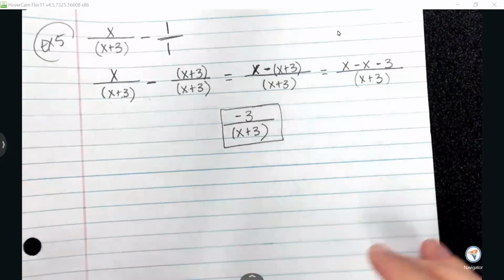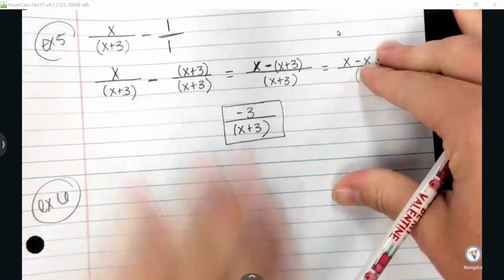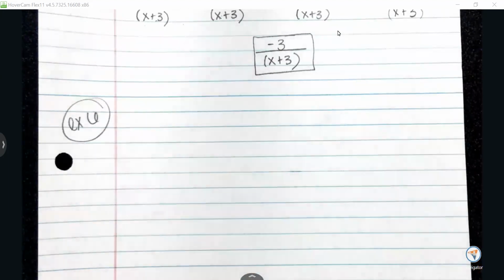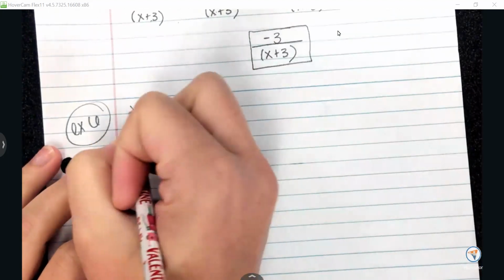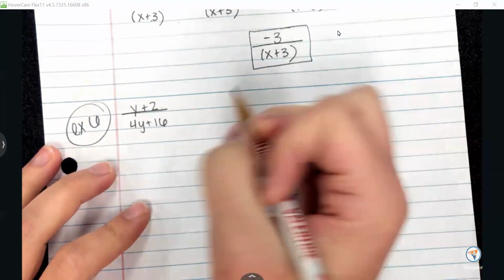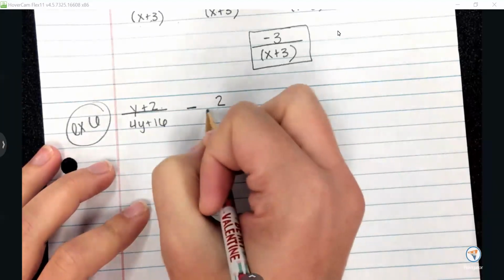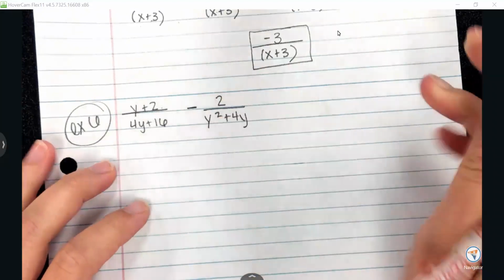Let's go try number 6. So nobody say it out loud. Give everybody a chance to see if you can find what the common denominator is. So I have y plus 2 over 4y plus 16 minus 2 over y squared plus 4y.